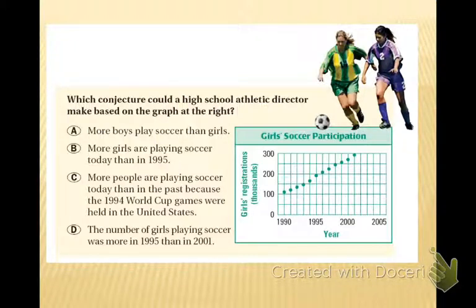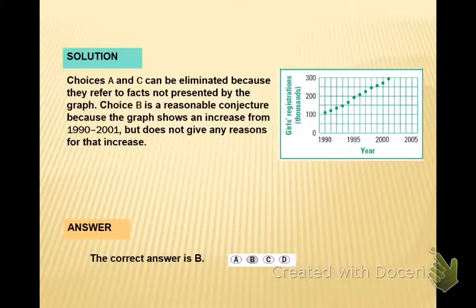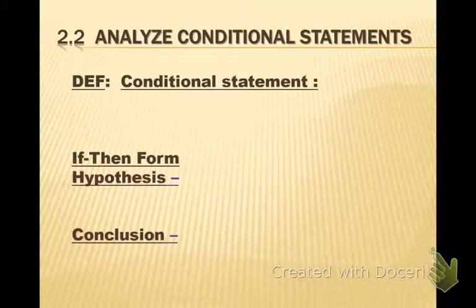And this talks about, right? Okay, good. What's wrong with C? It doesn't give us information about the World Cup. Okay, so A and C we can eliminate just because the graph doesn't give us that information, right? What's wrong with D? False. It's just false, right? There's more in 95 than there were in 2001? Yeah, no way. So yeah, it's going to be B. Okay. Good. That's kind of what we do with inductive reasoning.